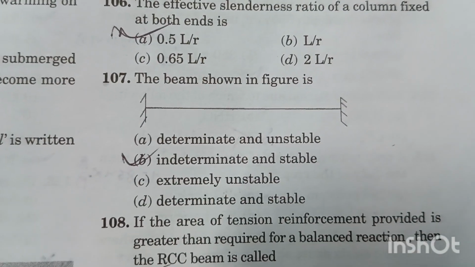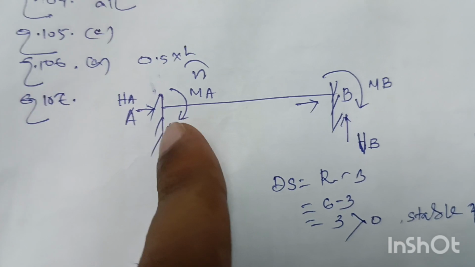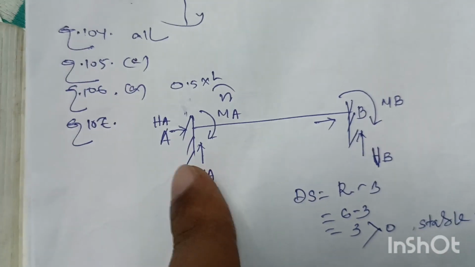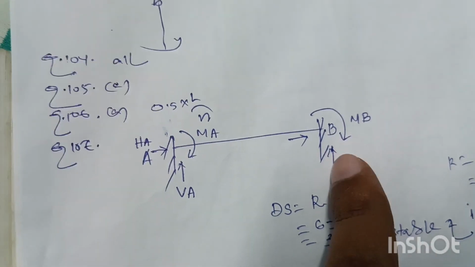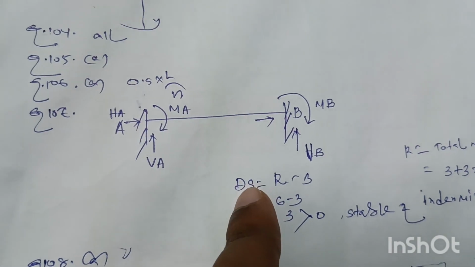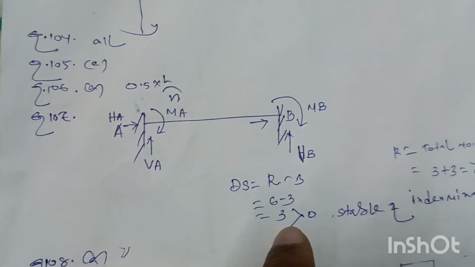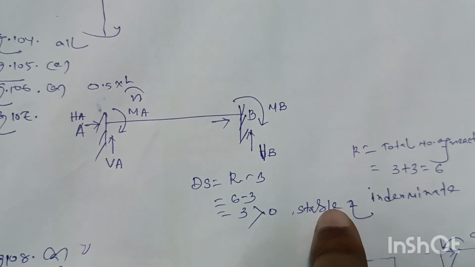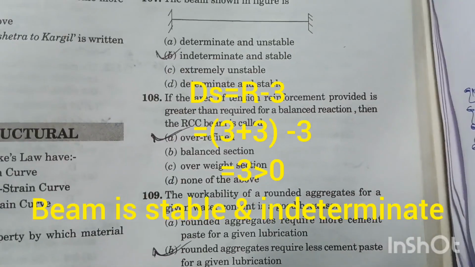Question number 107. The beam shown in the figure is, this is the beam shown in the figure. This is a fixed beam. The total reaction component will be 3 at A and 3 at B. So total reaction components will be 6, and the degree of static indeterminacy Ds will be equal to r minus 3. So 6 minus 3 equals 3, which is greater than or equal to 0. That means the beam is stable and indeterminate. Option B is the right answer.